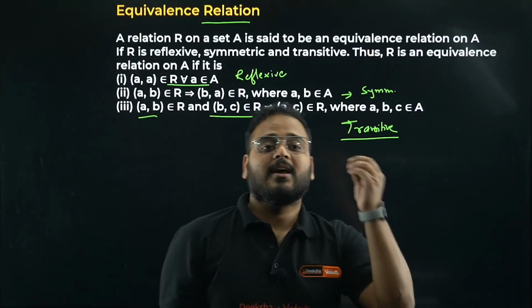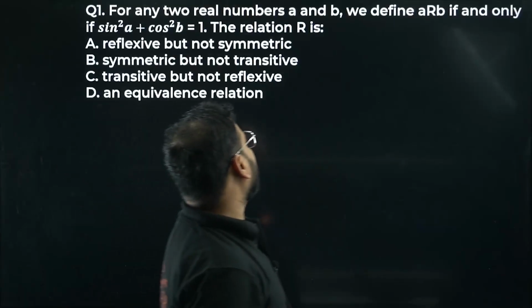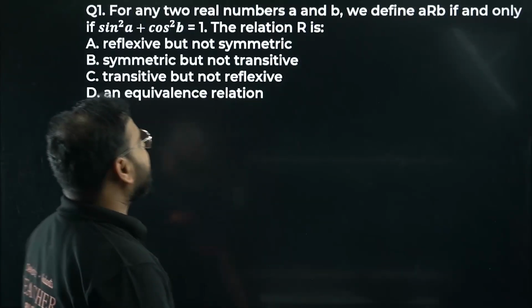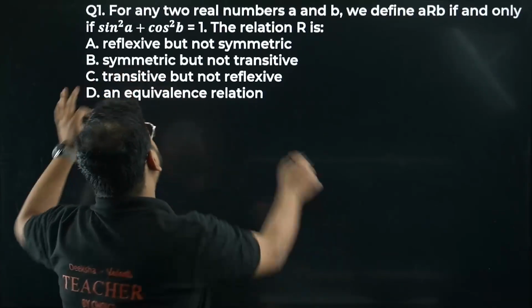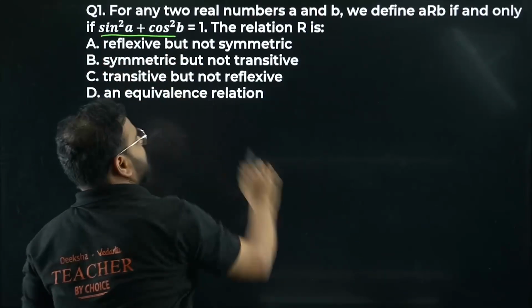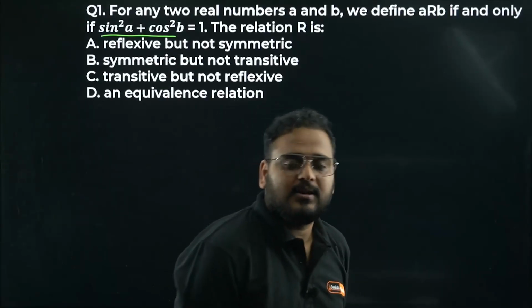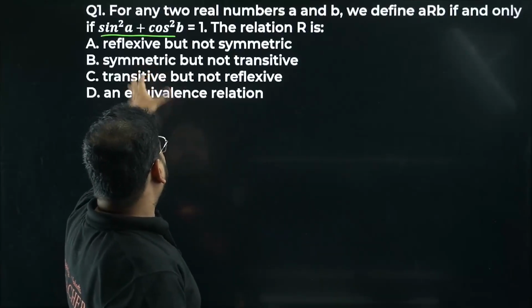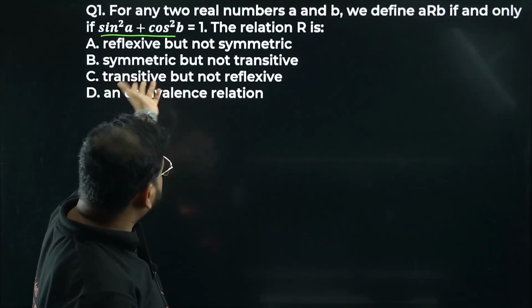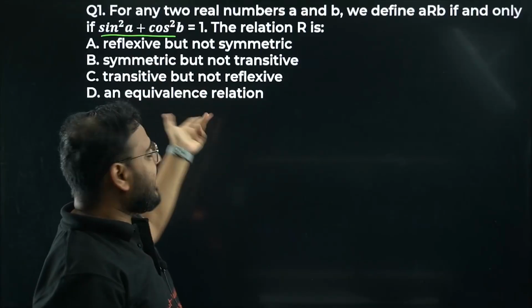Okay, let's see some questions now. I've taken a few questions over here. Question number 1. For any 2 real numbers A and B, we define ARB if and only if sin square A plus cos square B equals 1. We have to determine which option is correct: whether it is reflexive but not symmetric, symmetric but not transitive, transitive but not reflexive, or an equivalence relation.